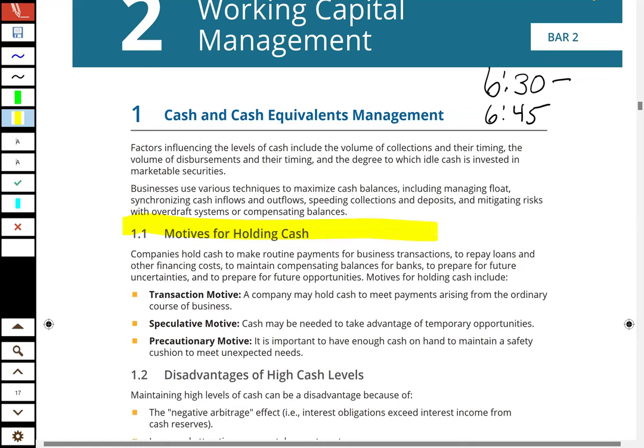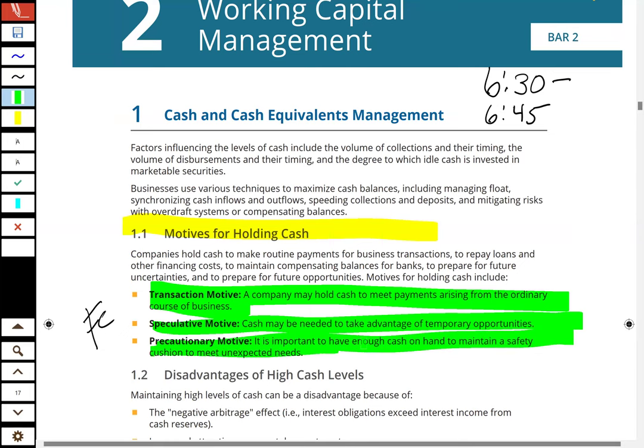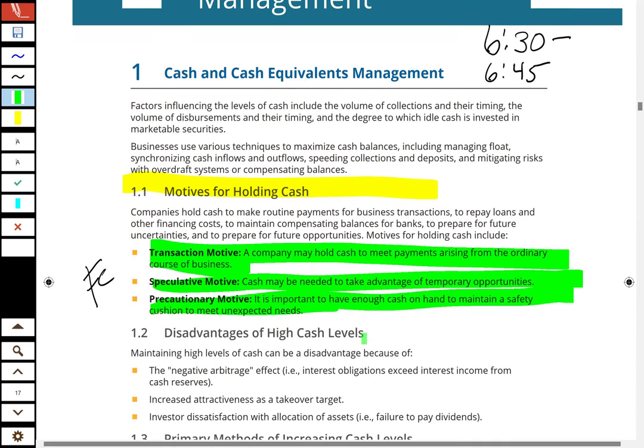Okay. But motives for holding cash, and let's go ahead and flashcard the nature of some of these motives for holding cash. Okay. And so we have what they may hold, a transaction motive. A company holds cash to meet payments arising from the ordinary course of business. Cash may be needed to take advantage of temporary opportunities. Precautionary, make sure they have enough cash to maintain a safety cushion for unexpected needs. Kind of common sense, almost what you might think about in your own situation for making sure you have liquid cash, right?